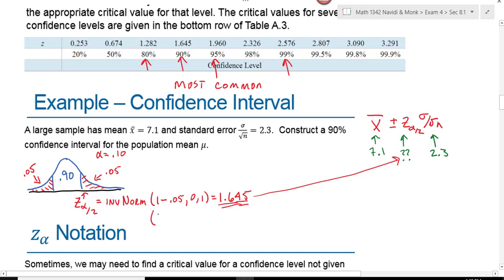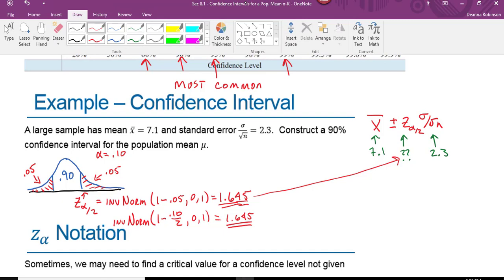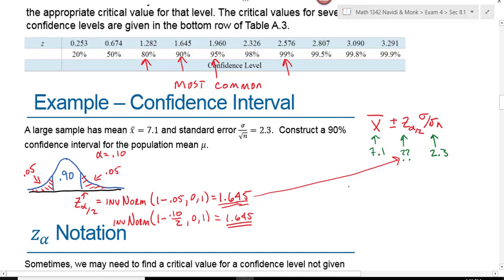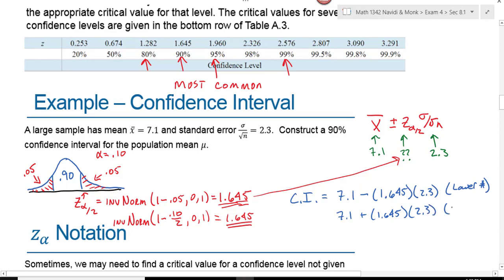Watch. 1 minus 0.05 is the same thing as 1 minus 0.10 divided by 2 because 0.10 divided by 2 is 0.05. These are going to give you the exact same answer because 0.05 is 0.10 divided by 2. So that gives us our critical value. So to set up our confidence interval, we're going to look at 7.1 minus 1.645 times 2.3. This is going to be our lower bound. And 7.1 plus 1.645 times 2.3 will be our upper bound.